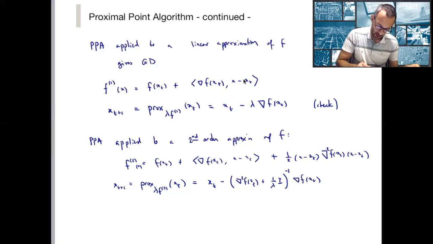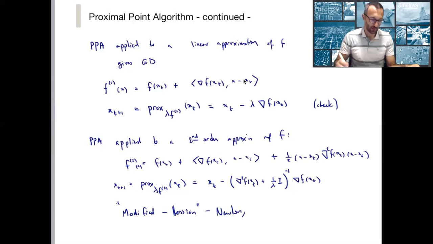And so this is called modified Hessian Newton. It's also sometimes called the Levenberg-Marquardt algorithm. And probably like many things in optimization, things have been discovered and rediscovered many times, so perhaps it has many other names as well that I'm not aware of.